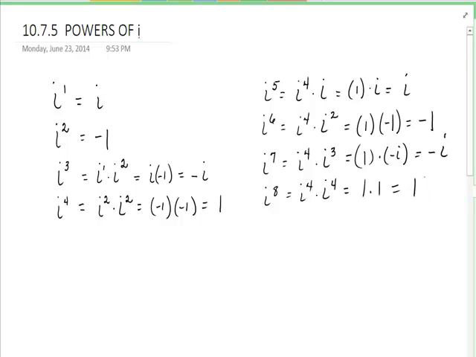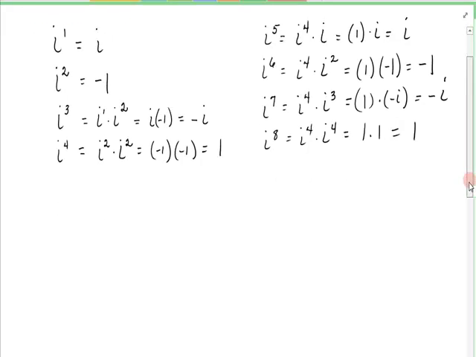Now I hope you noticed that it went i, -1, -i, 1, i, -1, -i, 1, and it will continue this pattern. Every 4 powers, it starts the pattern over, which means every time it hits an i to the fourth, it starts back over. So something you could do is some elaborate counting.